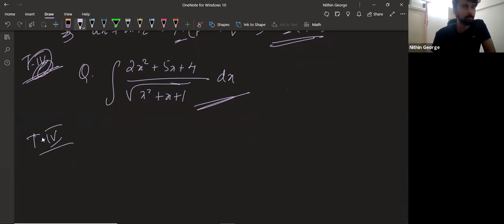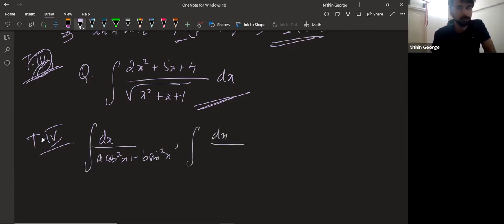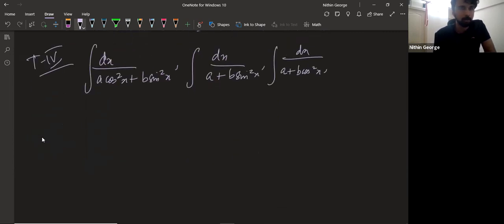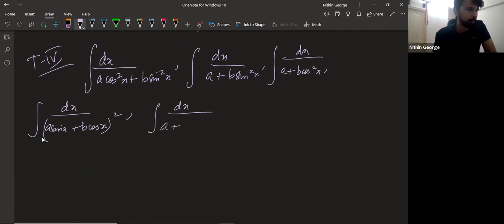Now comes the next type, a pretty interesting one. dx by a cos square x plus b sin square x, or dx by a plus b sin square x, or dx by a plus b cos square x, or dx by a sin x plus b cos x the whole square, or dx by a plus b sin square x plus c cos square x.